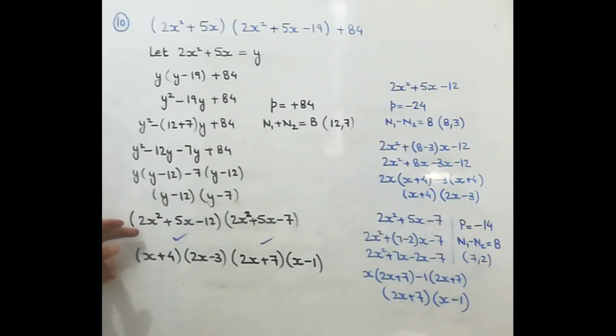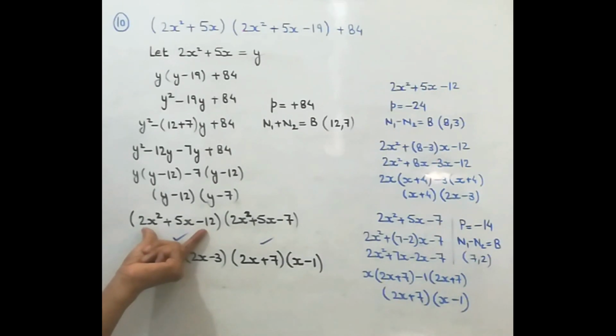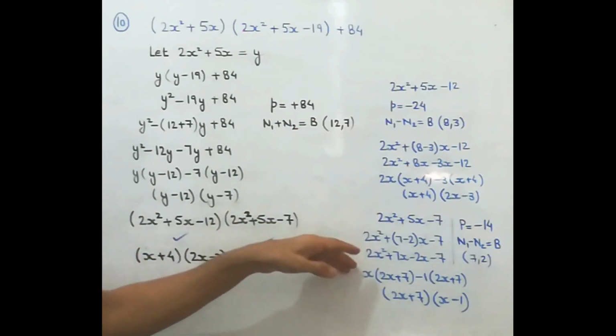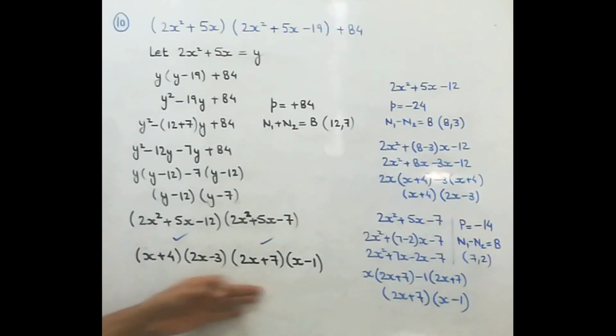For that we applied the property b square minus 4ac, and if it gives a perfect square, then it means these two can be factorized further. For this we got b square minus 4ac as 121, that was a perfect square. For this we got b square minus 4ac as 81, that was also a perfect square. So then we factorized these two, and finally this will be the result. So you can pause and note it down.